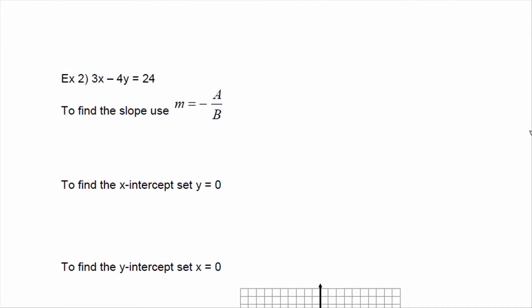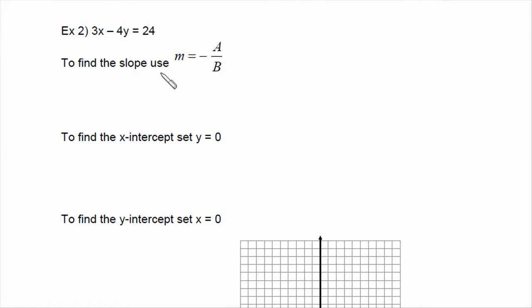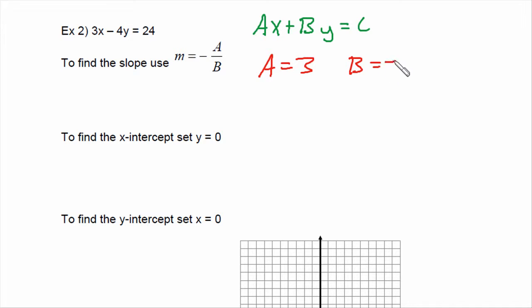All right, let's apply that. So example 2 here says 3x minus 4y equals 24. To find the slope, we're going to use this. So it's a good idea to identify our a and b. So remember standard form, ax plus by equals c. So for us, our a is 3, it's this number. Our b is -4, this number.